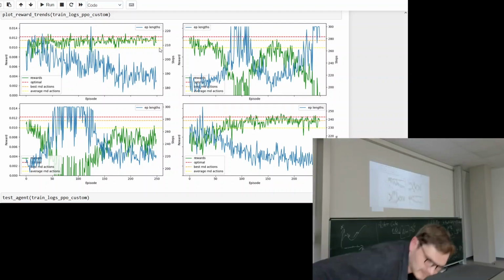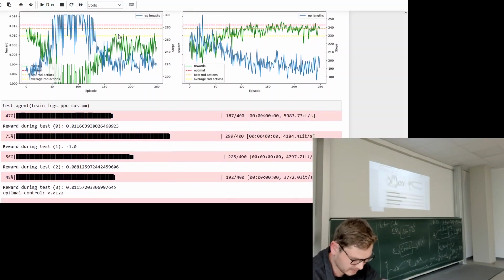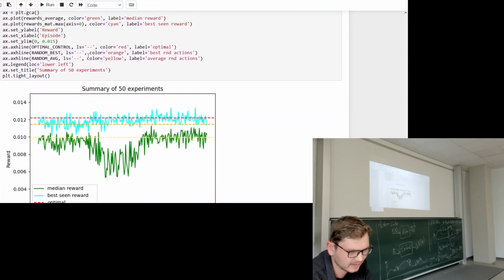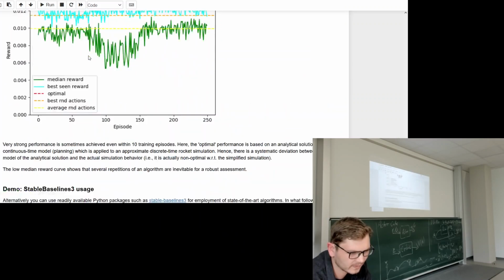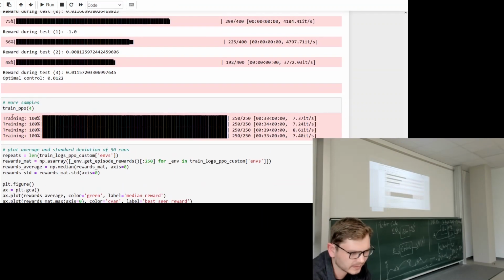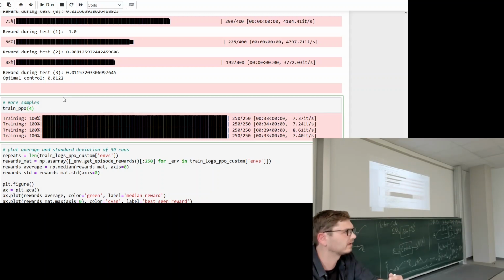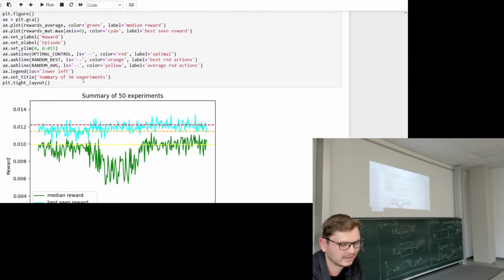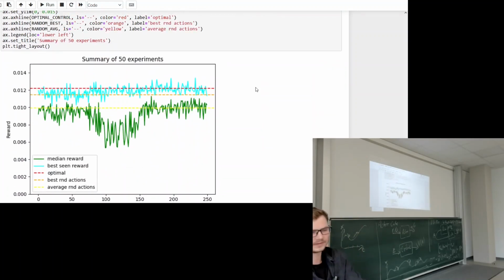Let's look at some further tests. I think there was a function in here. Yeah, exactly. So we performed some more trainings to then calculate the mean over that to see how stable that is, and we have this in the end.